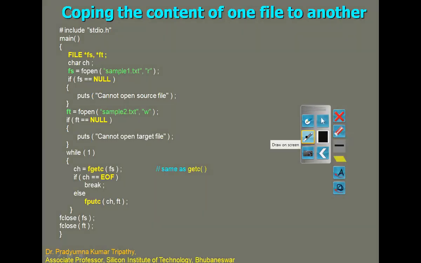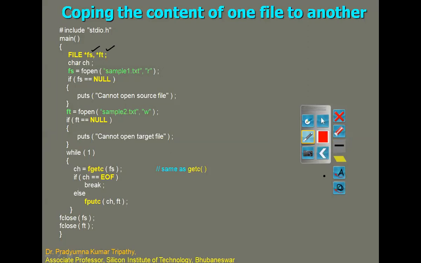We want to copy the content of one file to another file. So can you tell me how many pointers I require? I need 2 pointers over here. One for the source file from which you want to read, and another pointer for the target file to which we want to write. So we take 2 pointers over here: one is the source pointer, another is the target pointer. Correct?